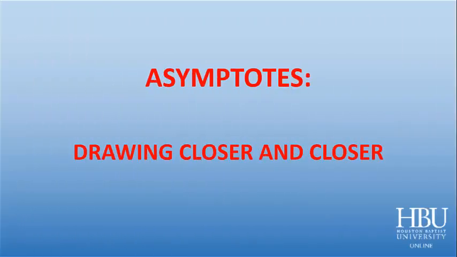Hello students. This week, as you study the graphs of rational functions, you will encounter the concept of asymptotes. There are vertical, horizontal, and slant or oblique asymptotes. But what is an asymptote?